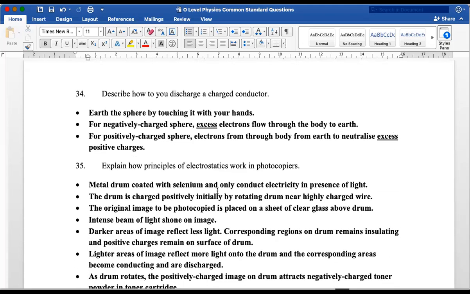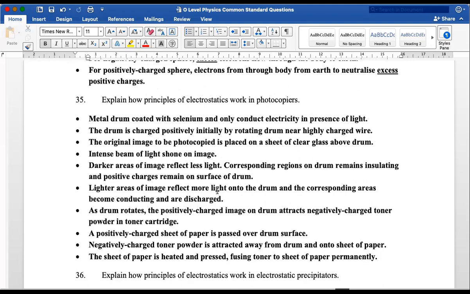How do you discharge a charged conductor? Earth the sphere by touching with your hands. For negatively charged sphere, excess electrons flow through the body to the earth. For positive charged sphere, electrons will flow through the body from earth to neutralize the excess positive charge. Remember to include the word excess.